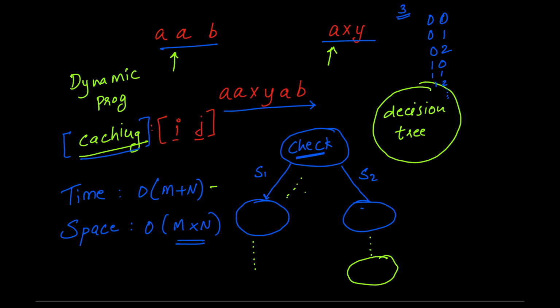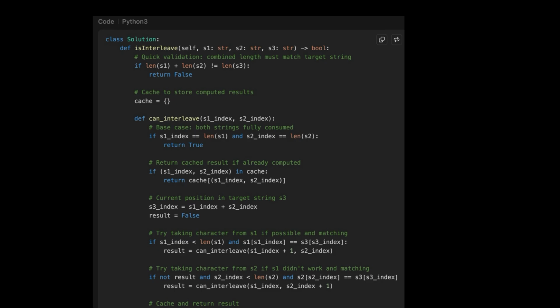Let me show you how we can implement this using Python. In this Python implementation, I start by adding a validation to make sure that the length of S1 plus S2 is equal to the length of S3. If not, then I can simply return false. After that, I'm initializing the cache component. I've created this helper method canInterleave, passing the index or the pointer for S1 and S2. Inside this method, the first check is to validate if S1 and S2 index is equal to the length of the respective strings. If yes, it means all of the checks have been successfully passed and we can return true as the output. If not, then I'm checking if the combination of S1 and S2 as a key exists in the cache. If it exists, I'm returning the corresponding value as the output.